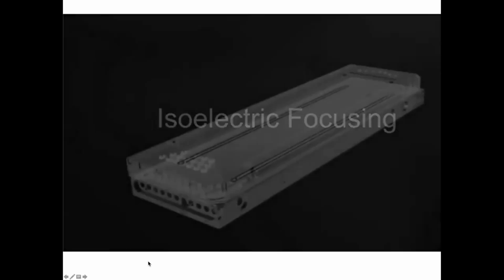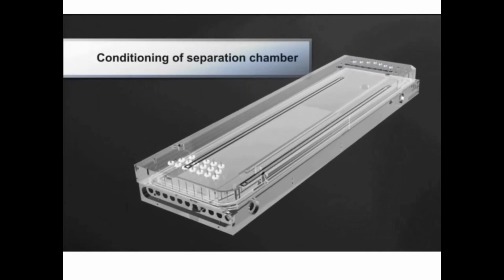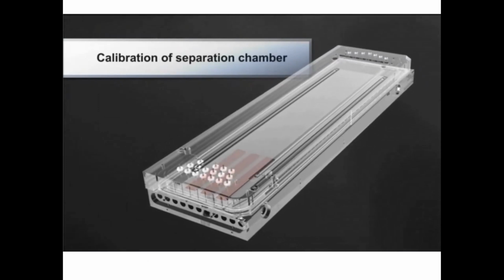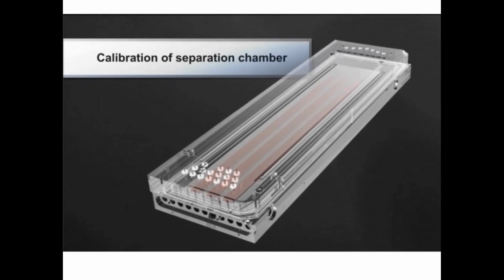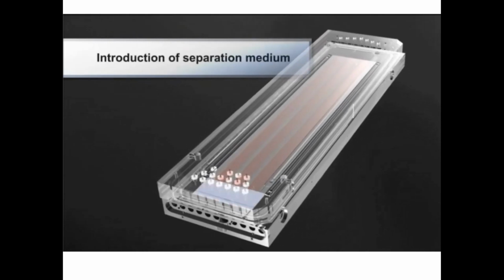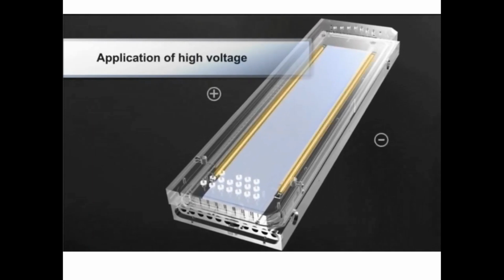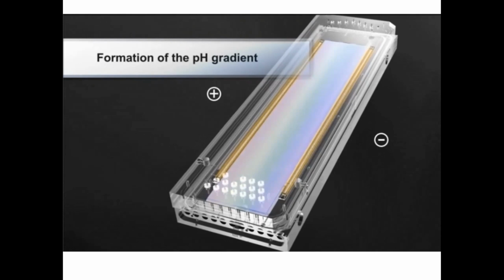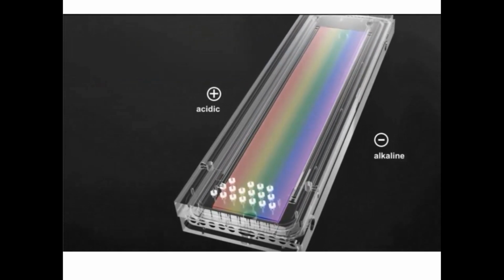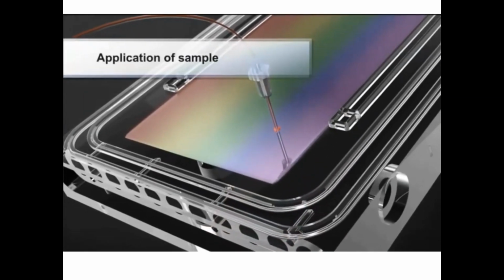Let's look at the isoelectric focusing again, because this is the important part. We condition the separation chamber first with the right buffer and the conditions. Then we calibrate with the electrolyte. Then on top of that comes the separation medium, the buffer that should not have too high salt concentration. And then we load the sample. And before that, we apply the current, and then the isoelectric focusing is established.